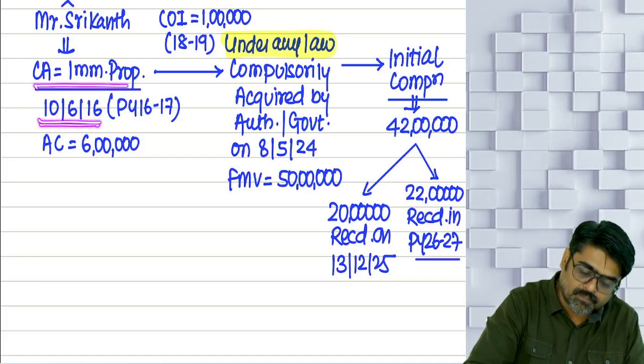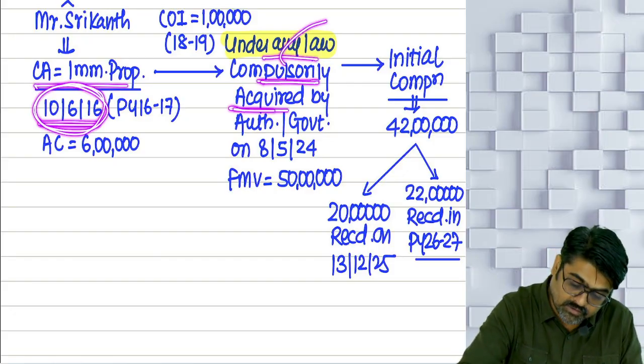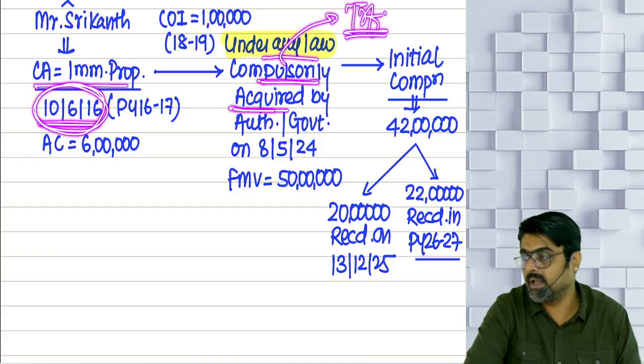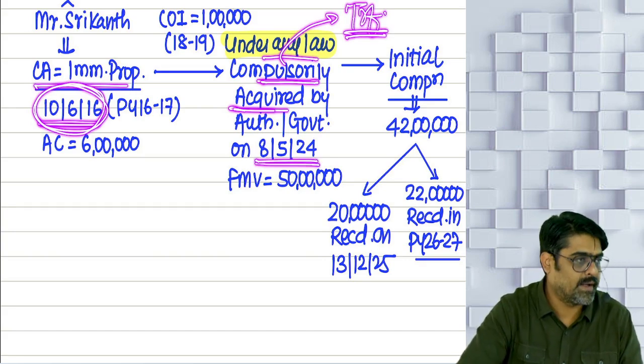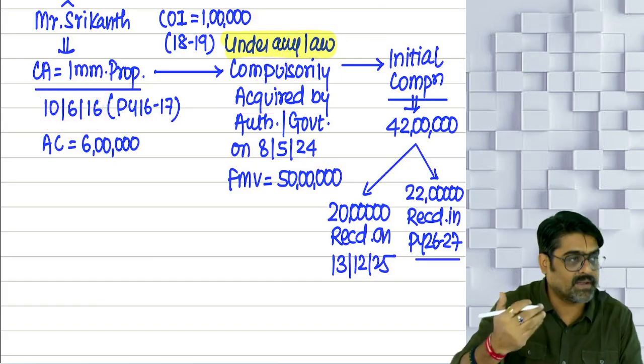It will start from date of acquisition till the date of compulsory acquisition, because this compulsory acquisition under any law is a transfer. So till this date only you are holding the capital asset, no? So your period of holding will be till 7th May. Because from 8th May, the property does not belong to you. Yes or no? It was compulsorily acquired.